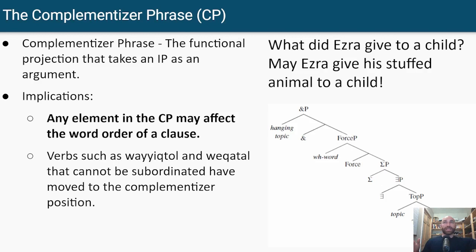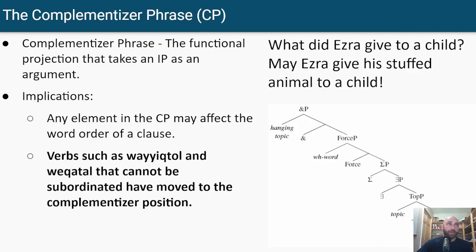Okay, and there's all kinds of things here. We're not going to get into each one, but things like topic and focus, right? Things like WH words, casus pendens. All of these kinds of things are going to affect the word order of the clause.